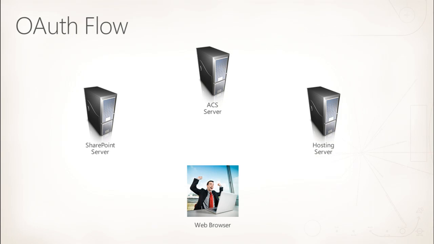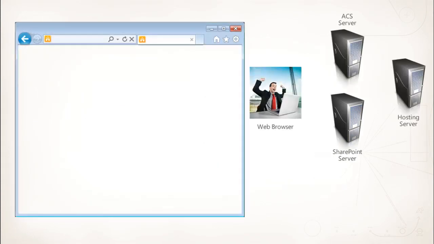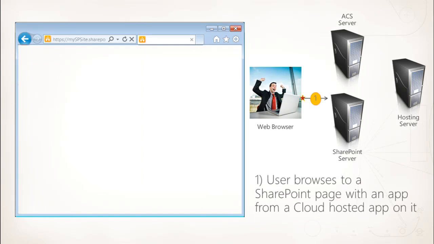I've also got the hosting server, which in our scenario here today will be my PHP server, where my application is running on PHP that needs to get back into SharePoint. So let's walk it through real quick. Actually, it's not real quick. It's about a 10-step process. The first thing that happens is our user in their web browser browses to a SharePoint page. And on that SharePoint page, there is an app that has a cloud-hosted app inside of it.